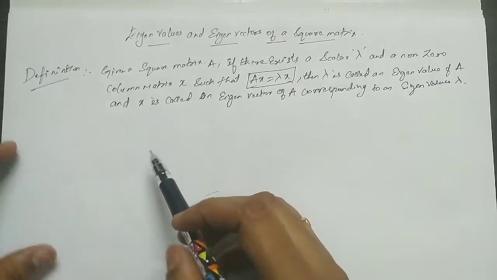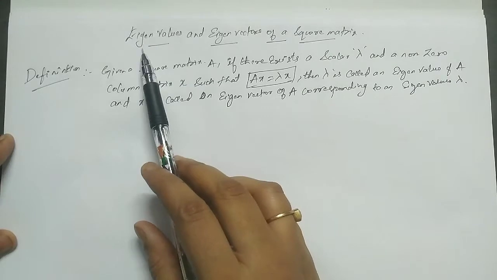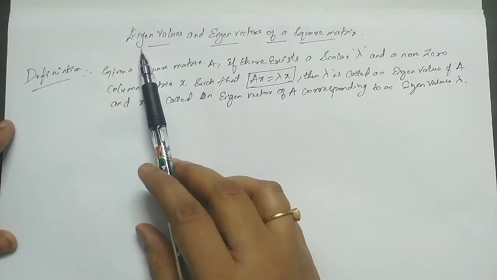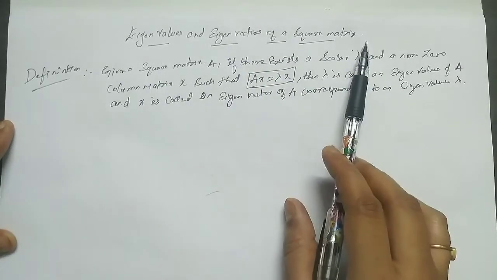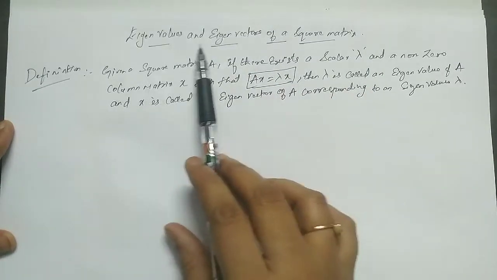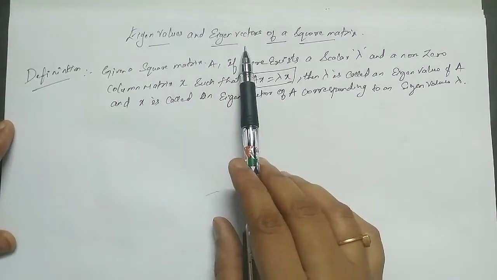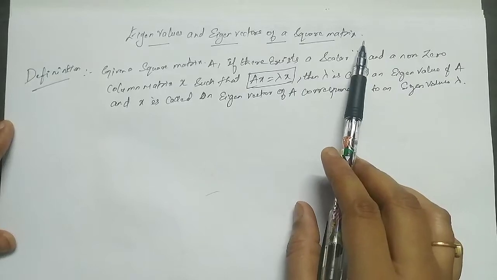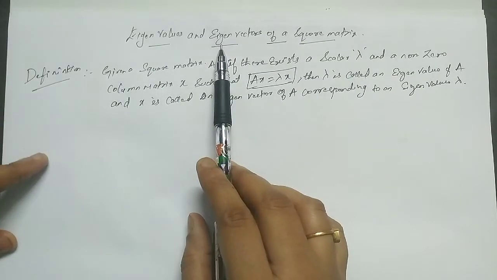Hi everyone. Today we are going to study a topic related to linear algebra called eigenvalues and eigenvectors of a square matrix. It is very important when we are connecting to the real world. Eigenvalues and eigenvectors play a very important role. So first, let us understand the definition of eigenvalues and eigenvectors.